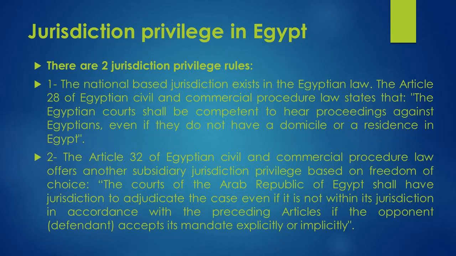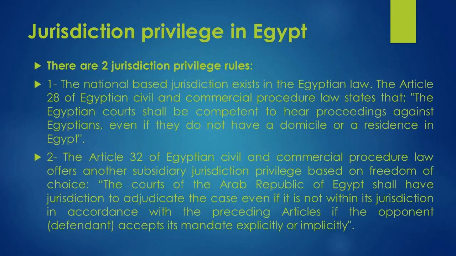So for example, I have two persons from any part of the world, both have no domicile or residence in Egypt, and the situation is outside Egypt, but they want to seize the Egyptian courts. So they can agree, an explicit agreement. They can make an agreement that they will seize the Egyptian courts, and it could be in the contract or a later agreement, or it could be implicit.